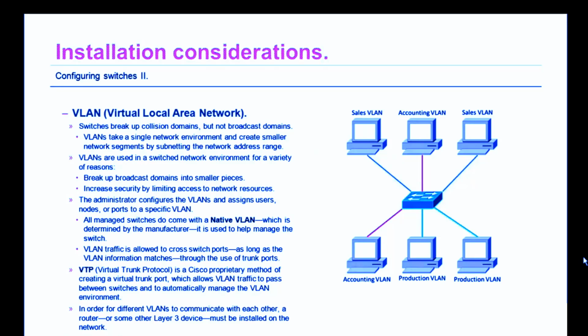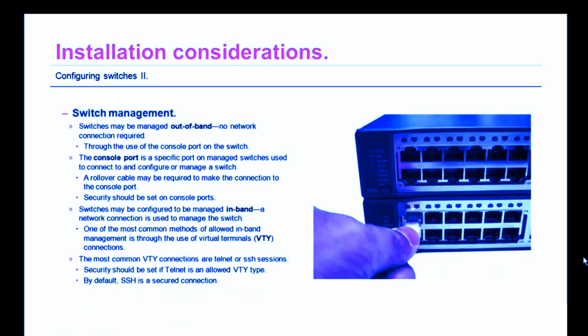In order for different VLANs to communicate with each other, a router or some other Layer 3 device must be installed on the network. The next consideration is, how is the switch going to be managed? Switches may be managed out of band. That means that no network connection is required. This is achieved through the use of the console port on the switch.